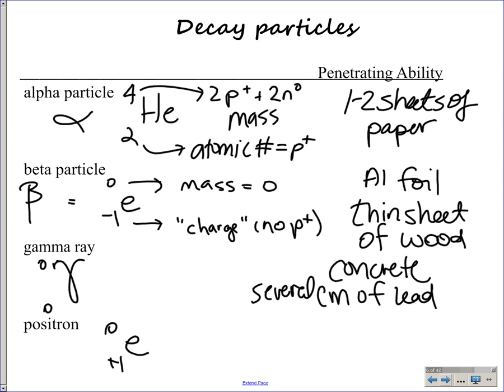Its penetrating ability is also something that's kind of unknown. We don't know as much about antimatter. We just know that when normal matter and antimatter come together, they annihilate each other and there's a large burst of energy. We just don't understand the penetrating ability of positrons, but I can imagine it's quite the same as an electron. But we'll move on from that point.